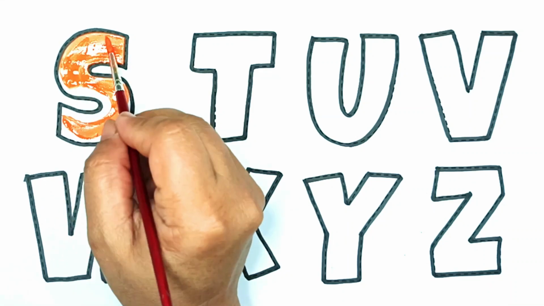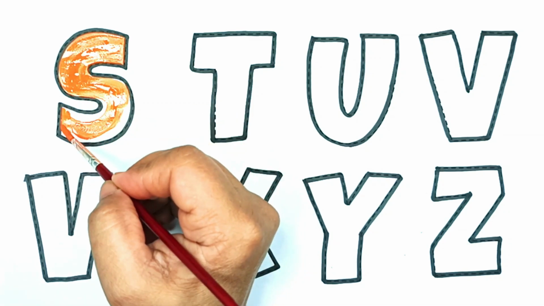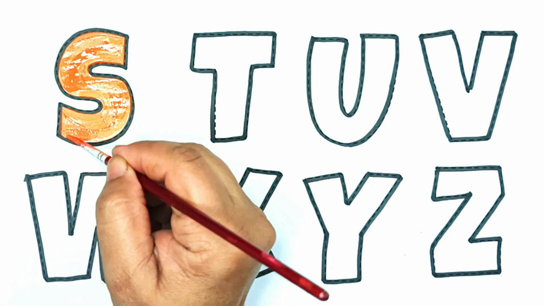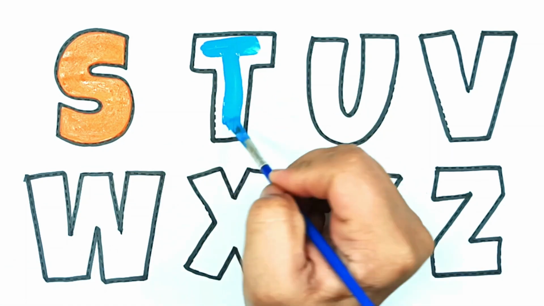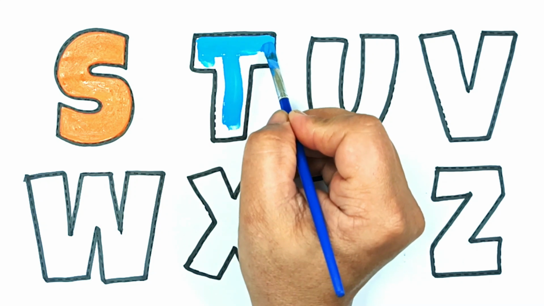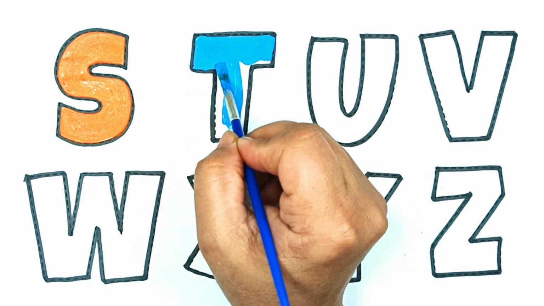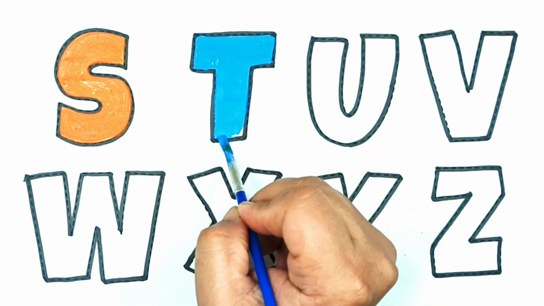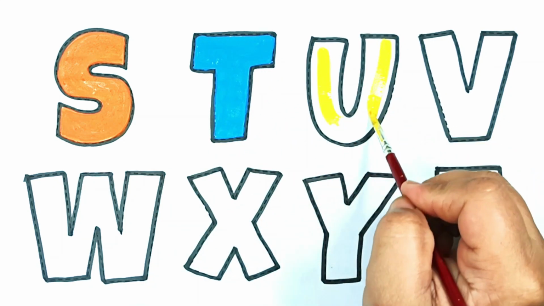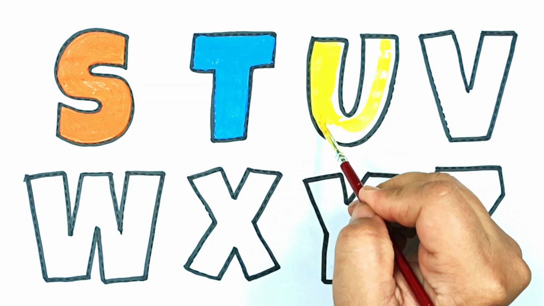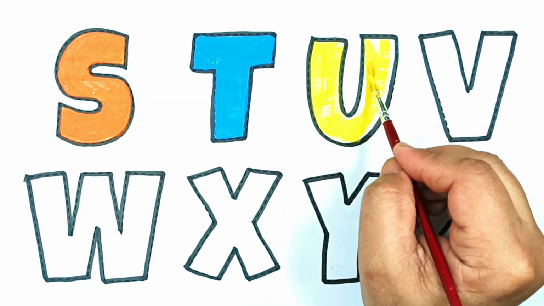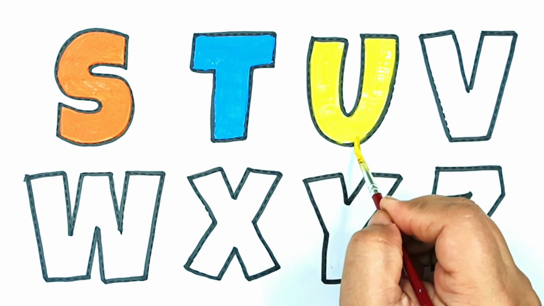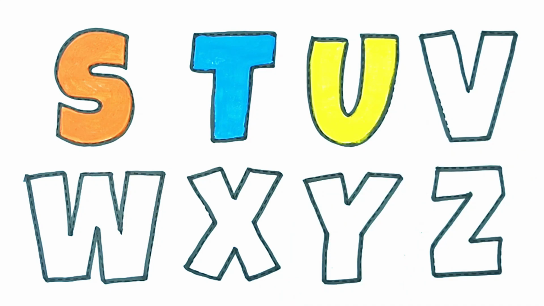S for saw, S for snake. S is for snacks, but don't eat too much. T for tree, T for train. T is for toes, they tickle when you touch. U for umbrella. U for unicorn. U is for uncle, he's thin as a bean.